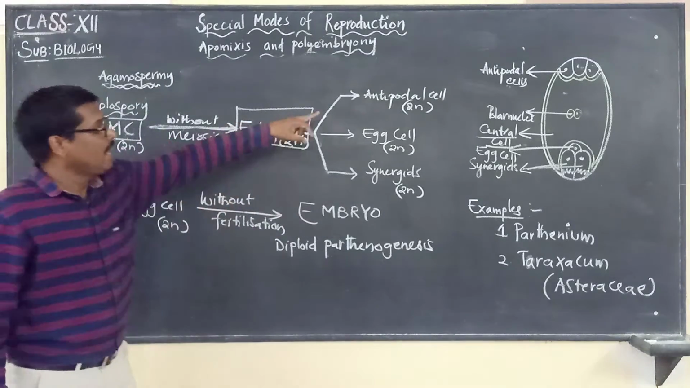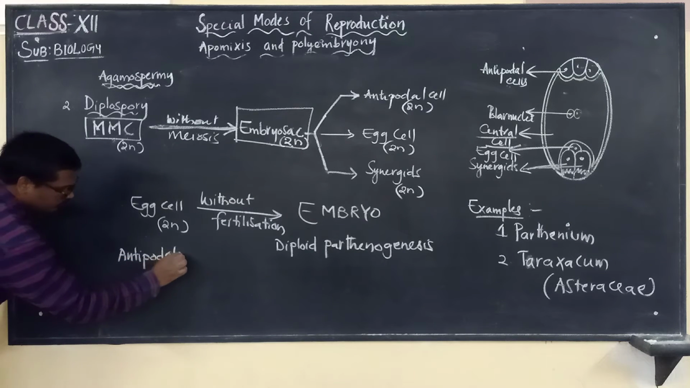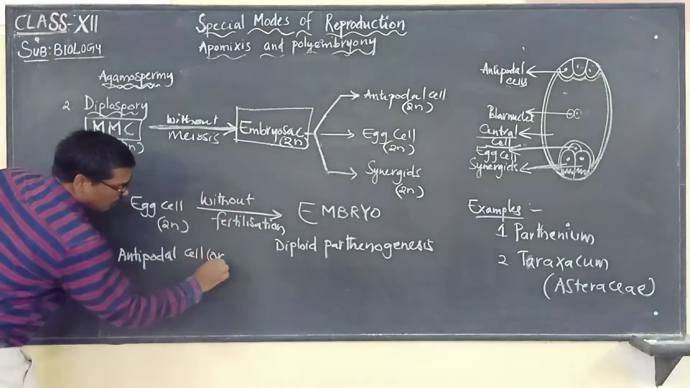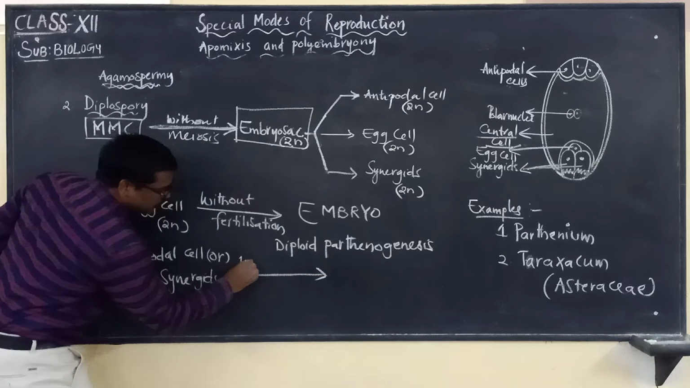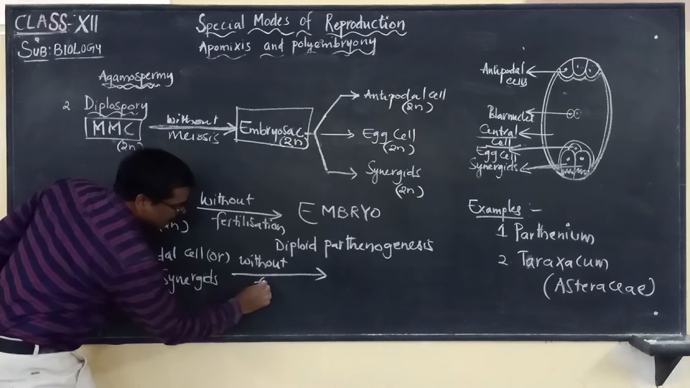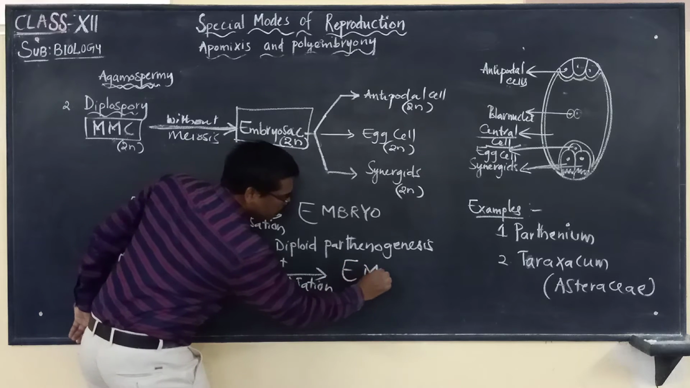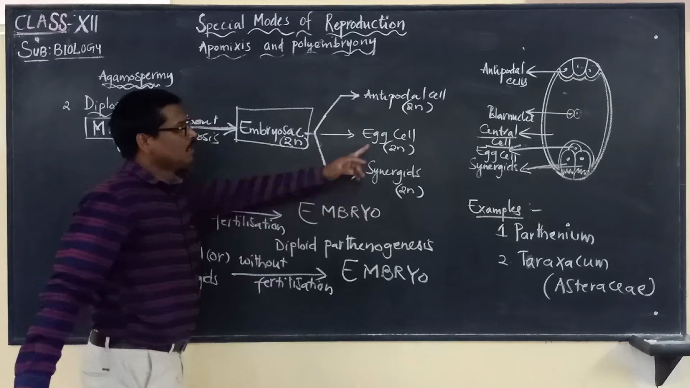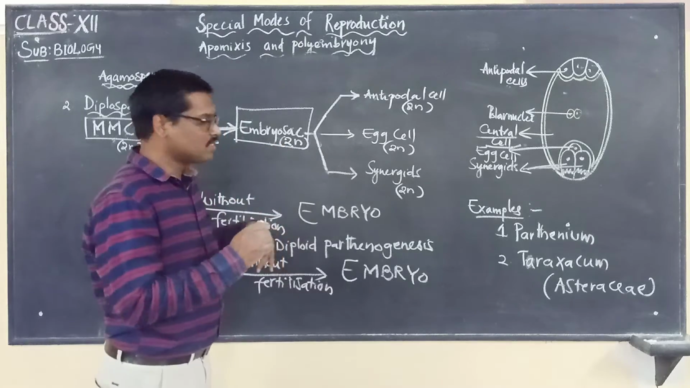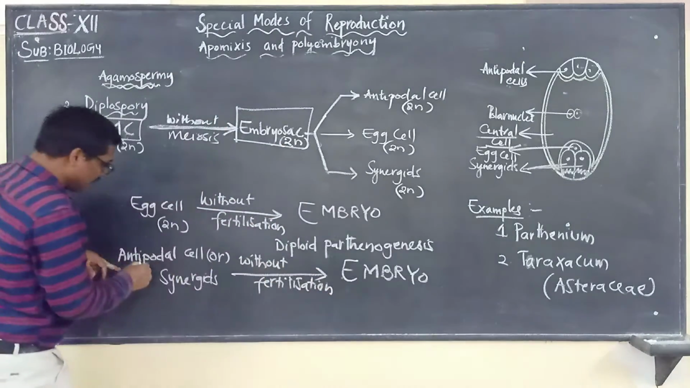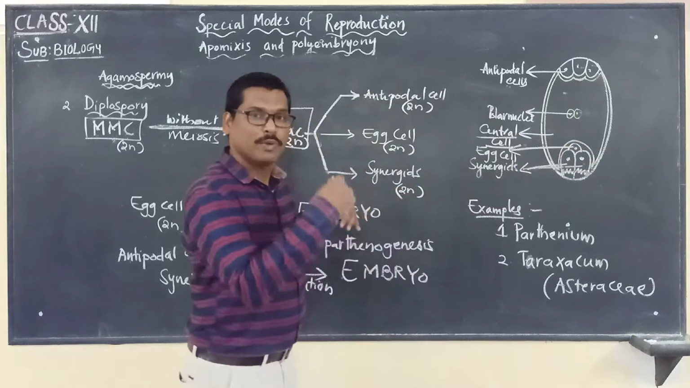But if it is the same, like antipodal cells and synergids, either any antipodal cell or let us say synergids, when they develop into embryo without fertilization. So here is again the embryo that is formed from the antipodal cells or the synergids. It is not from the egg. Actually, the embryo will be formed from the egg. But here what we are seeing, the embryo is formed from the antipodal cells, or otherwise the synergids. The synergids will be developing into embryo.